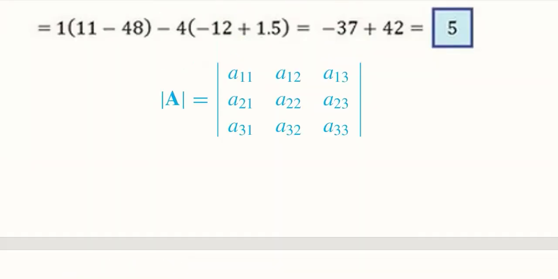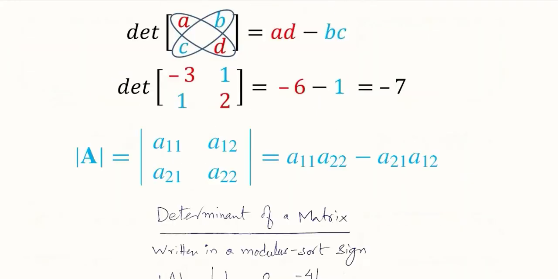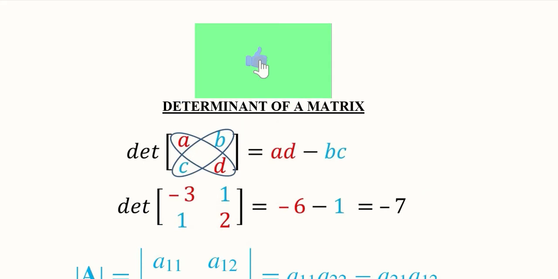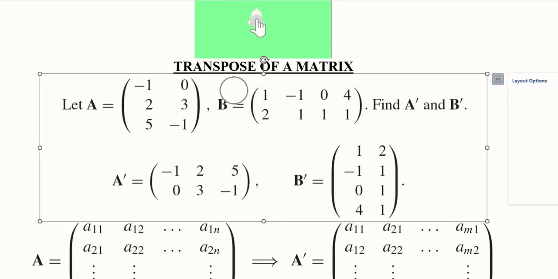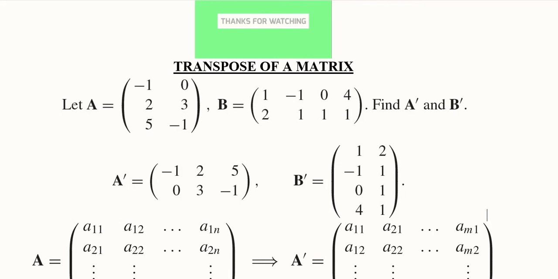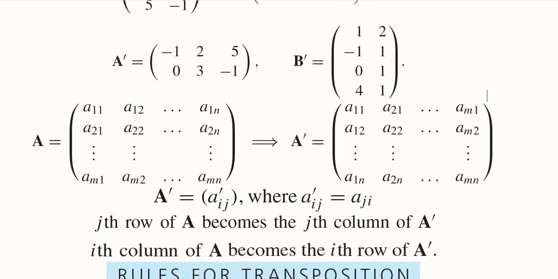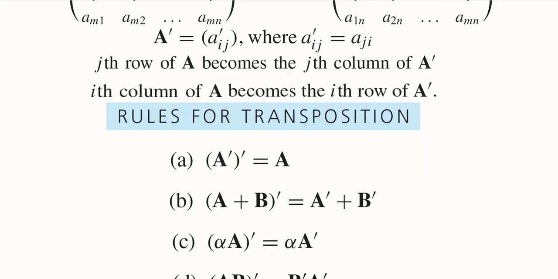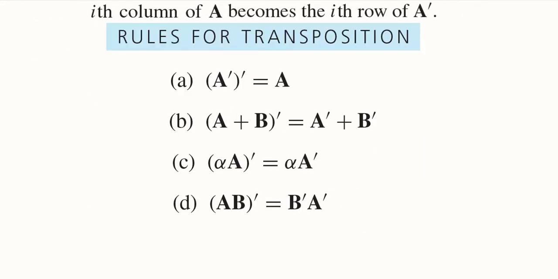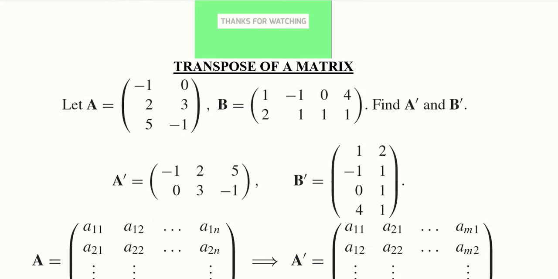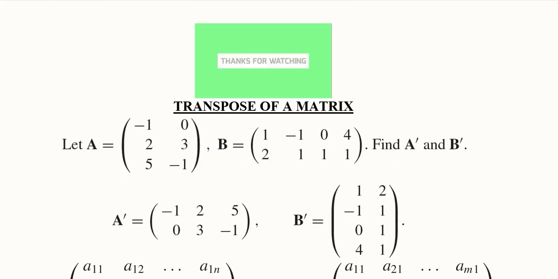So this was about finding the determinant of a matrix and also the transpose of a matrix. Here we have A and B, and we found those transposes and also saw the rules of transposition. So this was about transpose and determinant of the matrices. Now we will consider the cofactors and minors of a matrix.